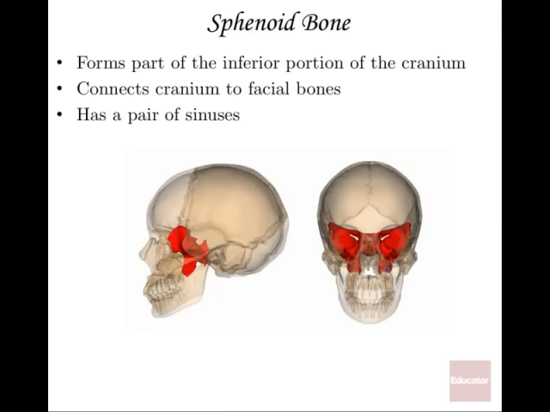There's actually a pair of sinuses in here too. These sinuses produce mucus that helps drain into the nasal cavity to clear out some of the bacteria and viruses that you can be inhaling through that region. More on the sphenoid bone.